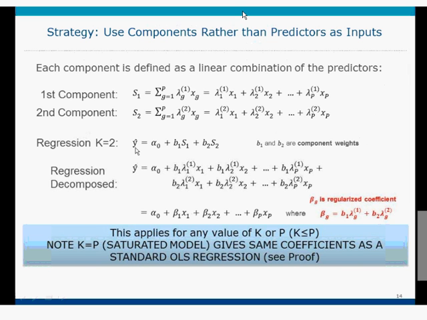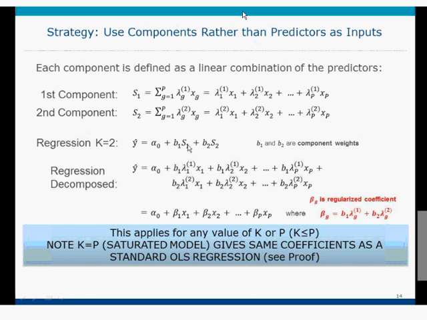Now, suppose we had a two-component model. So we use S1 and S2 as the components. The difference between all of the component approaches is how we get the components. We'll be talking about that shortly. But suppose we use some approach for getting the components. So we get the loadings in some way, and we compute the components. We use those as predictors, and we get these component weights. And this leads to the predictions that we're going to use for y hat.